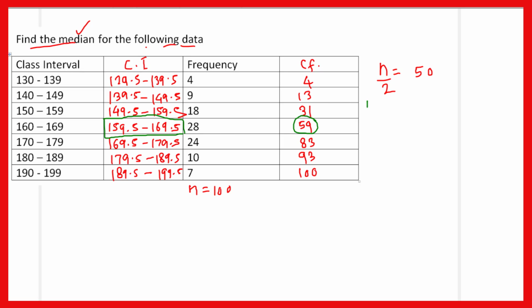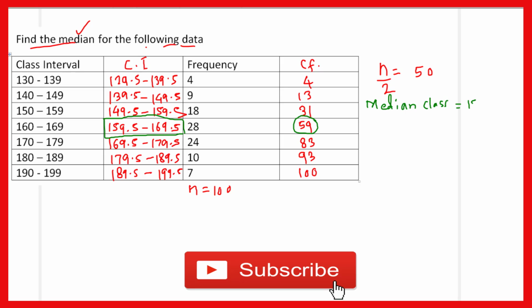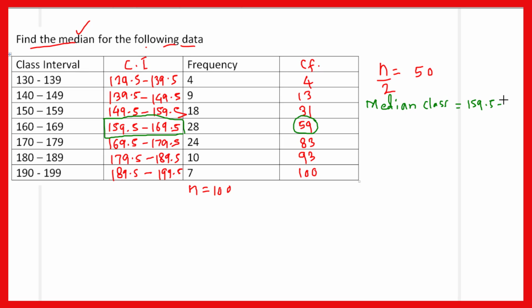So we write that median class is equal to 159.5 to 169.5. And so here we got the median class. Then after getting the median class, we take the lower limit and it is denoted as L. So lower limit will be 159.5. Then we find the frequency corresponding to this median class, which is 28. So we take this frequency, so f is equal to 28.